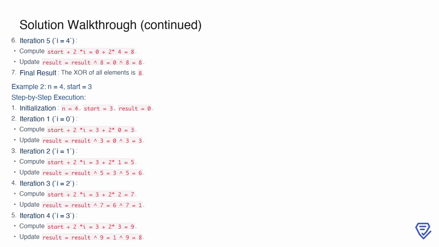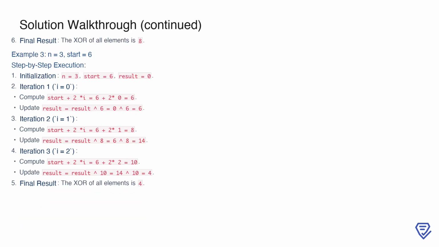Next, for i equals 2, the value is start plus 2 * i = 3 + 2 * 2 = 7, and XORing this with 6 results in 6 ^ 7 = 1. Finally, for i equals 3, the value becomes start plus 2 * i = 3 + 2 * 3 = 9, and XORing this with 1 gives 1 ^ 9 = 8. Thus, the XOR of all elements in this case is 8 as well.